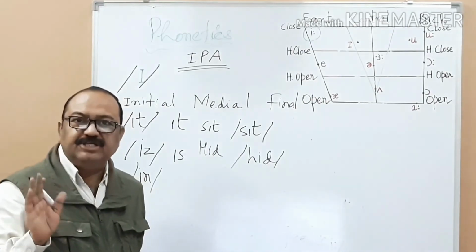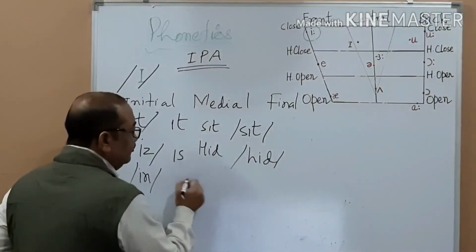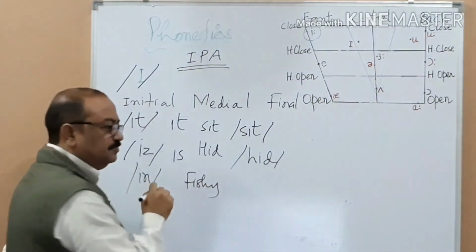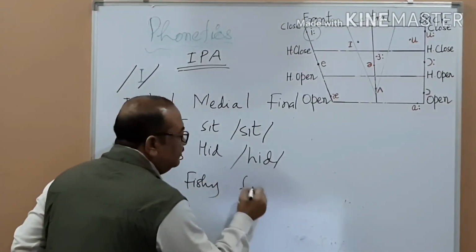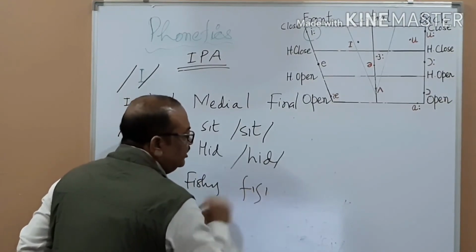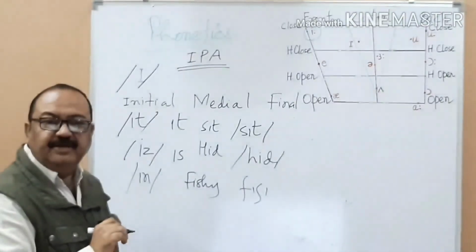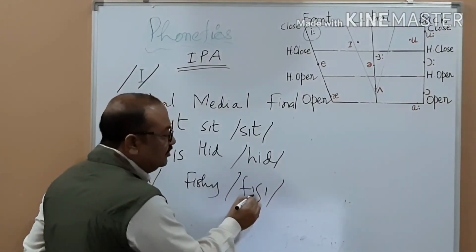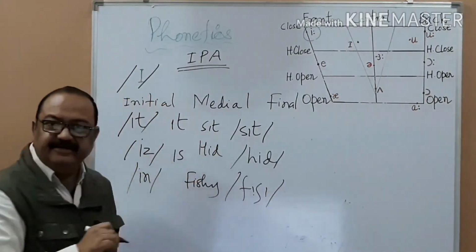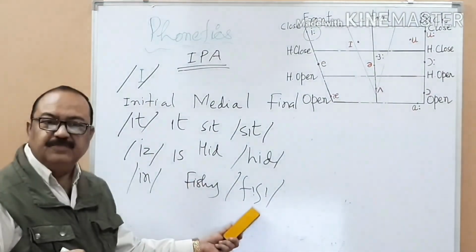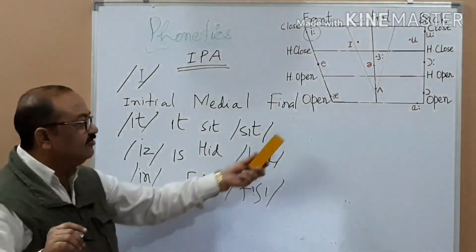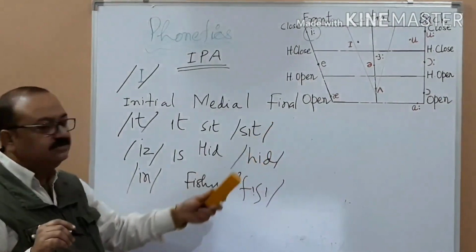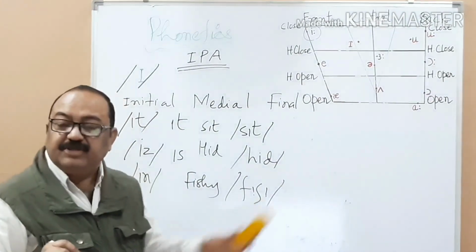Yes, sir. Okay, can you tell me another word? Fishy. Fishy, okay? So you have this short sound, short E here, and you have short E here, and this is sha, fishy. Now there is one more position left, that is the final position, okay? Let us do the final position.